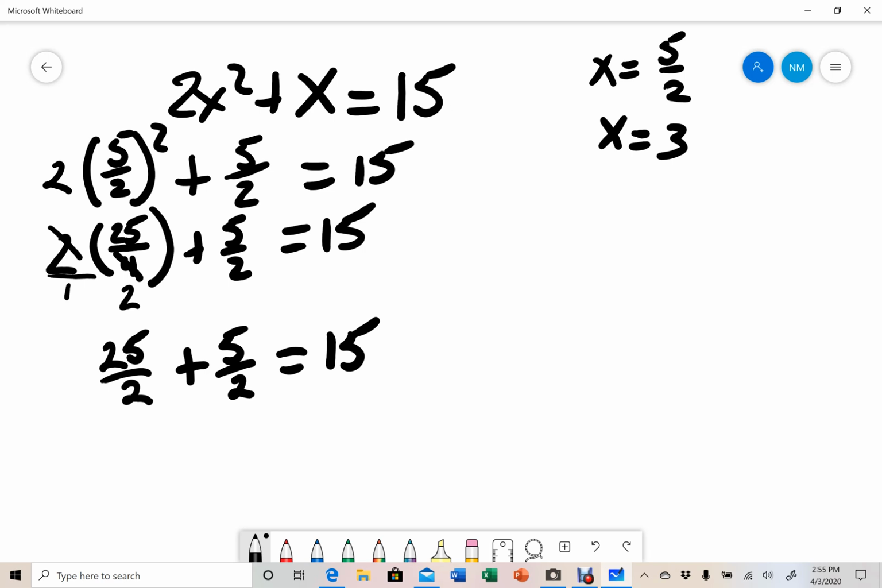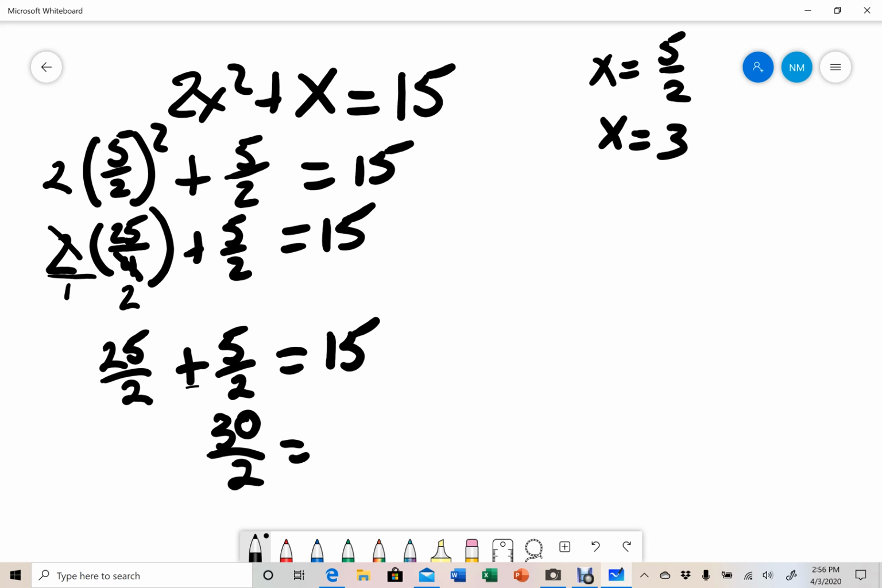Now, remember, when we're adding fractions together, in order to add them, they must have the same denominators, okay? In this case, they have the same denominators because we canceled out up here. So because they have the same denominators, I can just go ahead and add my numerators together. So 25 plus 5 is 30. So now I've got 30 over 2.